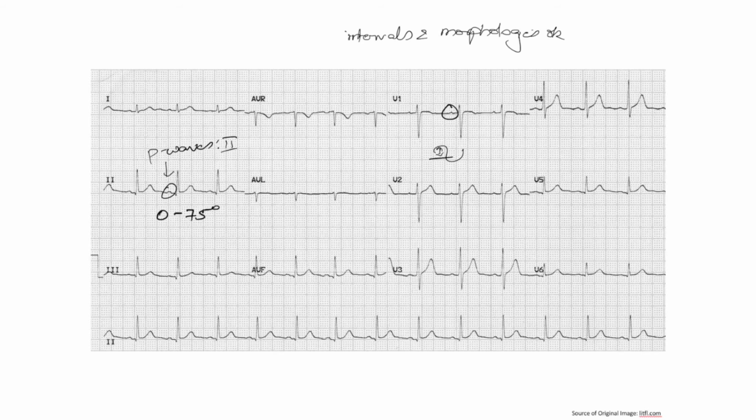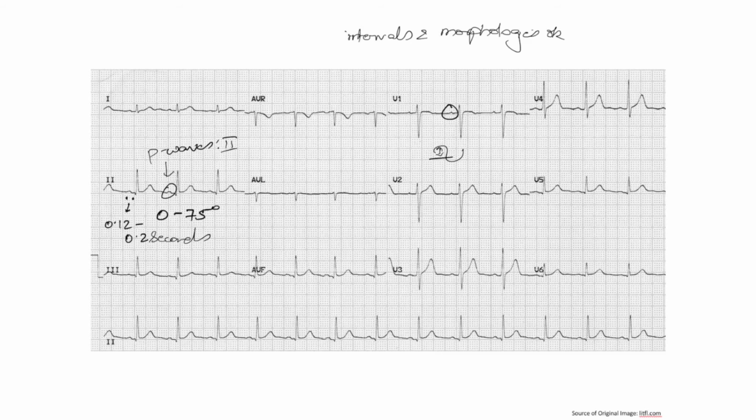The next thing you would want to look at is the PR interval. So the PR interval, as you may remember, is from the beginning of the P wave to the beginning of the QRS complex, and this is usually between 0.12 to 0.2 seconds. So in essence, that's between 3 and 5 small boxes. And because not much is happening in the heart, typically the PR segment should be flat and at baseline.